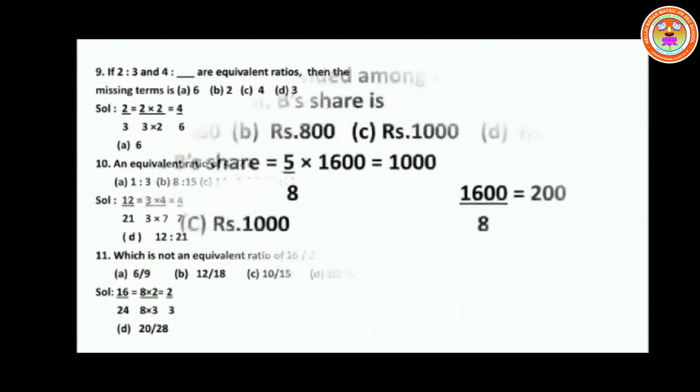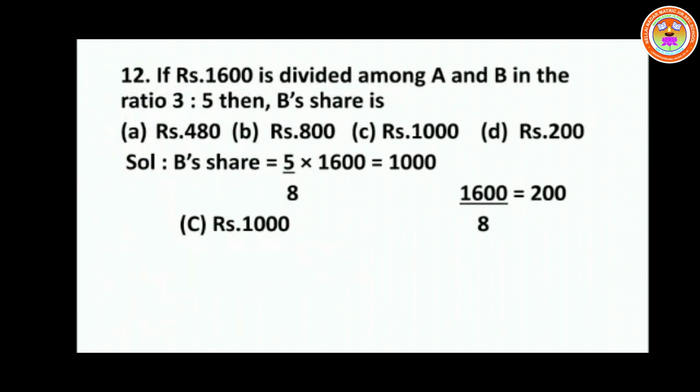Okay children, now let us move on to problem number 12. If rupees 1600 is divided among A and B in the ratio 3 is to 5, then B's share is, we want to find B's share. Option A rupees 480, option B rupees 800, option C rupees 1000 and option D rupees 200. Solution. So we want to find B's share.